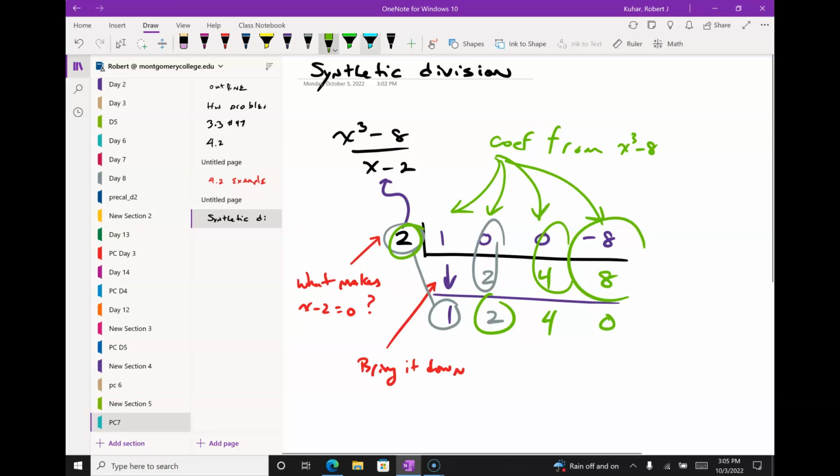Now, look, I started with x cubed, but I divided by x, so where does this one have to start? The 1 is the coefficient of the x cubed. Okay, but if I divided x cubed by x, where does it have to start? X squared. So this is x squared plus 2x plus 4. That's the same one I got before with a remainder of 0.